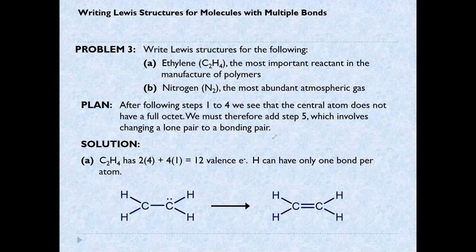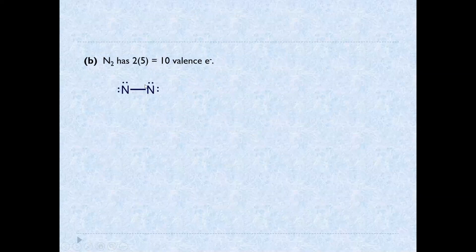Let's look at the second example, which is nitrogen. Nitrogen has 5 valence electrons, and we have 2 atoms of nitrogen. So this one has 5, this has 5, giving 10 valence electrons.